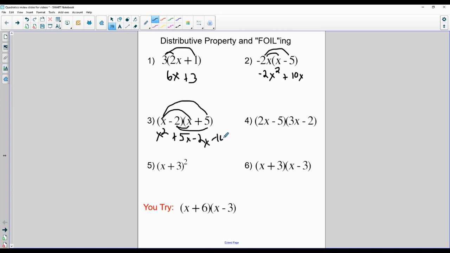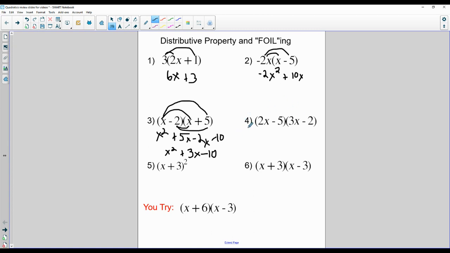And now we just have to combine our like terms. So in the middle there, 5x minus 2x is 3x. So our final answer is x squared plus 3x minus 10. All right, and so here we're left with a trinomial as our answer. All right, so a binomial times a binomial will usually equal a trinomial if the binomials are both linear. Okay, it'll multiply up to a quadratic trinomial. There are some special cases, which we'll see here in question 6.